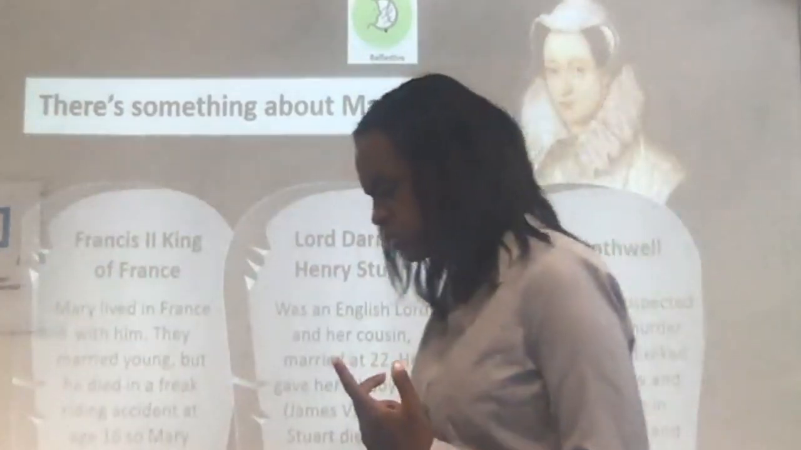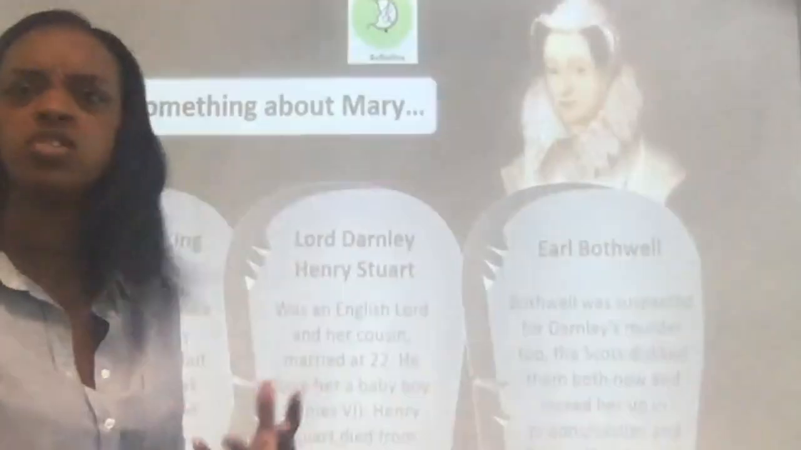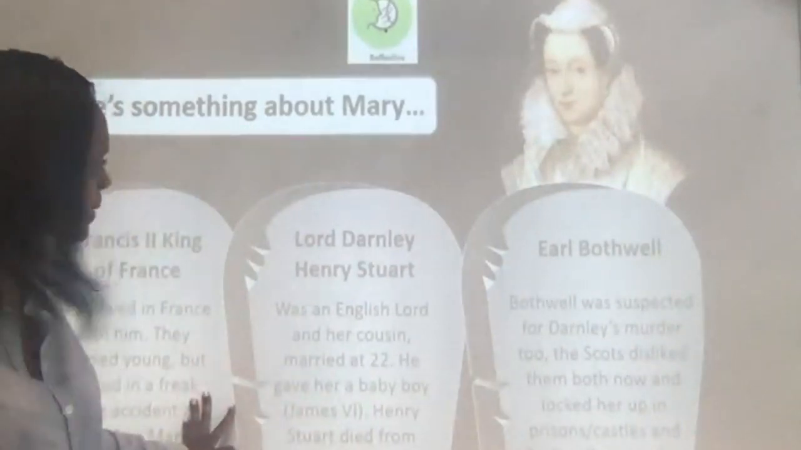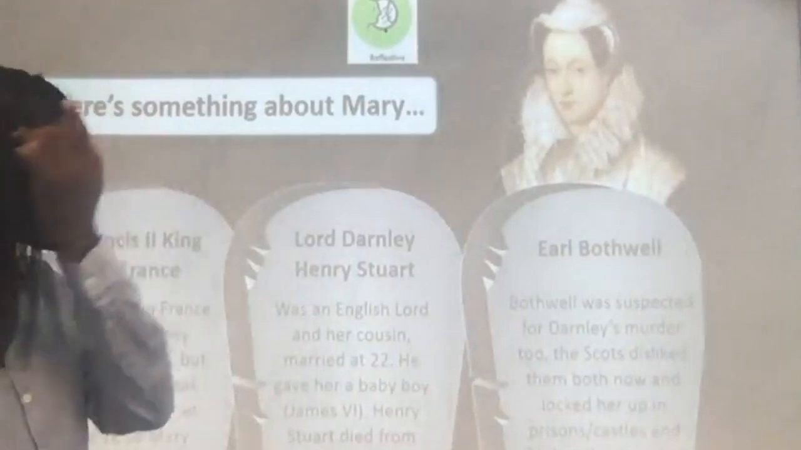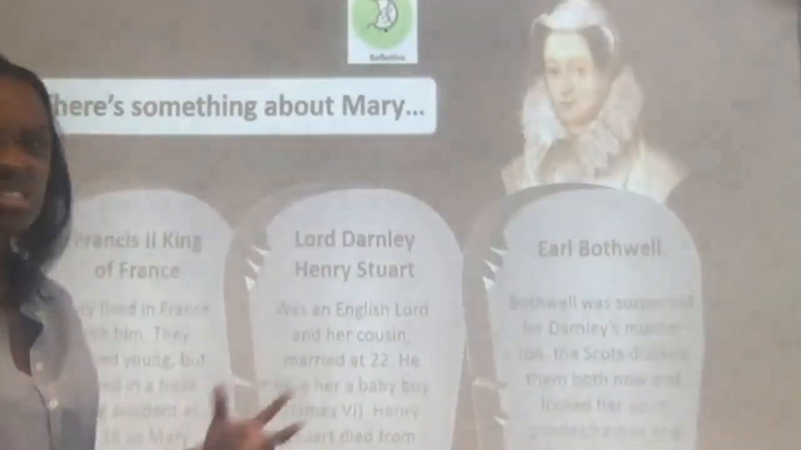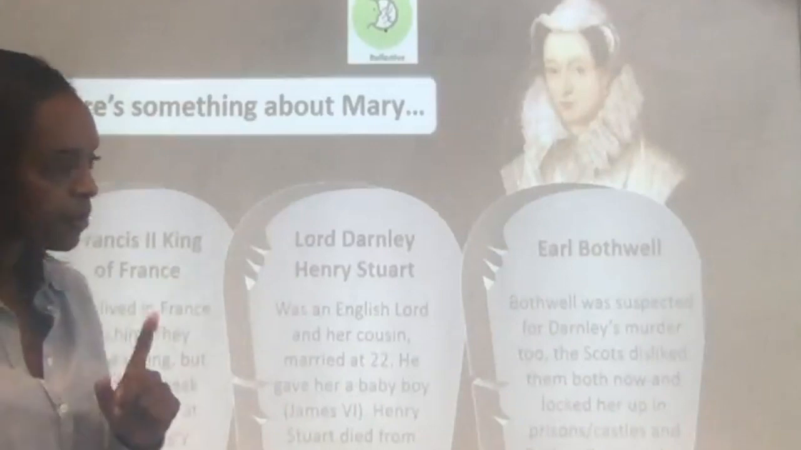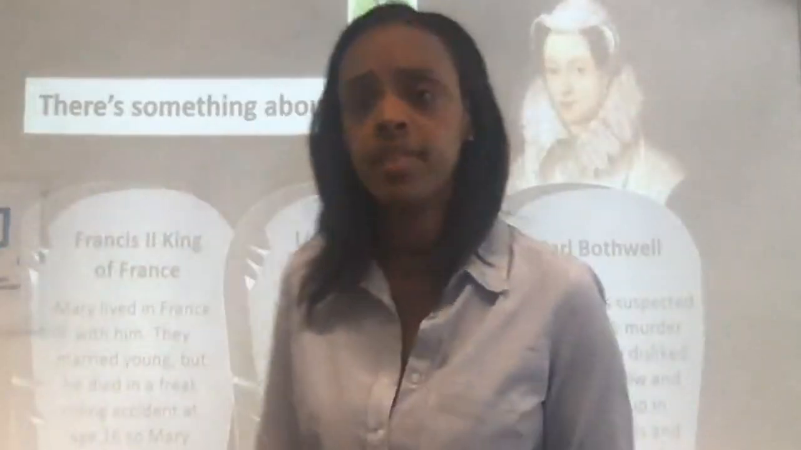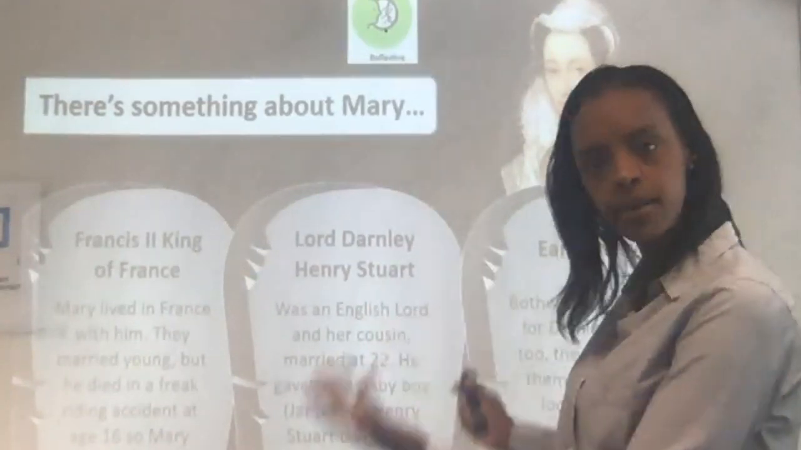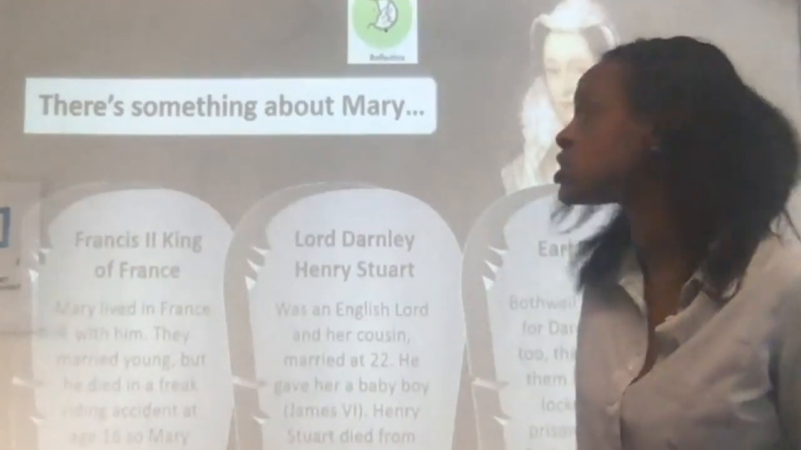Henry Stuart, however, also dies from strangulation, which is quite unusual to think that she had two of her husbands die very quickly. Okay? Then we've got the Earl of Bothwell. Now, Bothwell was a suspect for Darnley's murder. Okay? The Scots didn't like him much, and they locked her up in prison and castles. Okay? But Bothwell, however, was able to escape and flee to Europe. So we can see here that there's a lot of drama. There's a lot of odd behaviour. There's a lot of suspicion. There's a lot of reason to be suspicious of Mary.